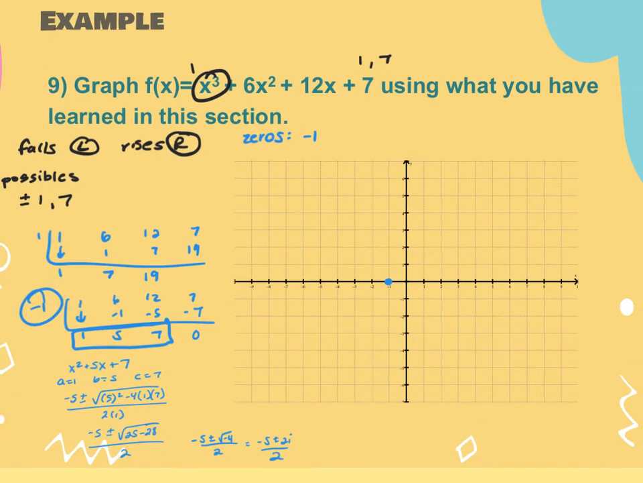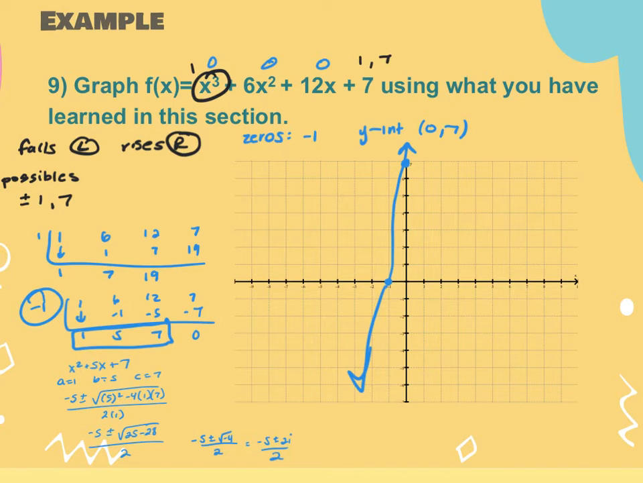Then I want my y-intercept. So remember, if I plug 0 in here, I just get 7. So y-intercept is 0, 7, which is all the way up here. My arrow points down and up. So my graph is pretty consistent with a normal cubic function. It can't be a straight line.